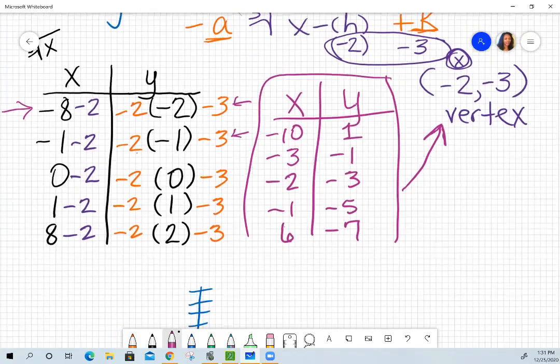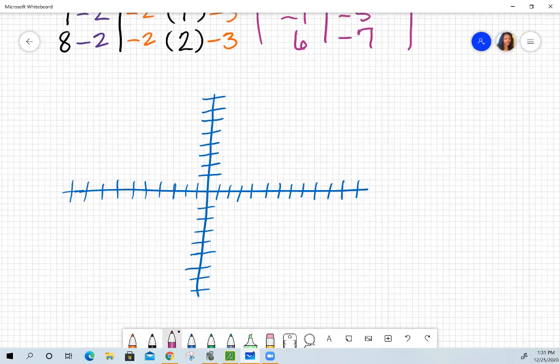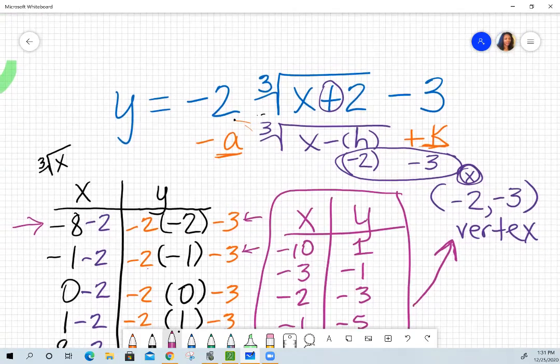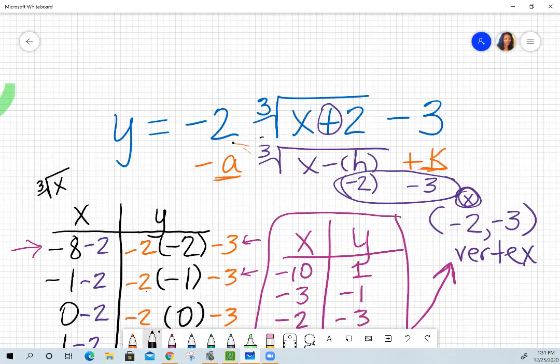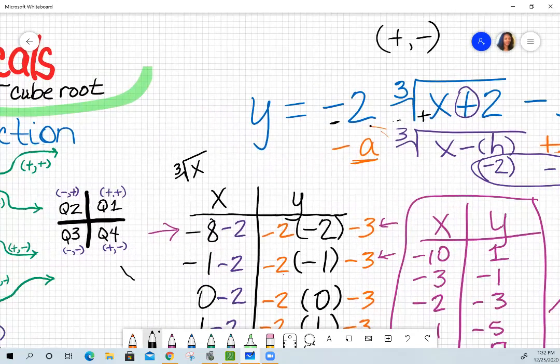All right, so we said -2 and -3. So we're going to go over 1, 2, 1, 2, 3. And this is my vertex. Now, yesterday I taught you on your square root video that if you were to look at the sign of x that's under the radical and then the sign of y that's outside, so x is positive and y is negative, your graph is going to go in that direction. So positive and negative, looking at my coordinates, that means my graph is going towards quadrant 4.